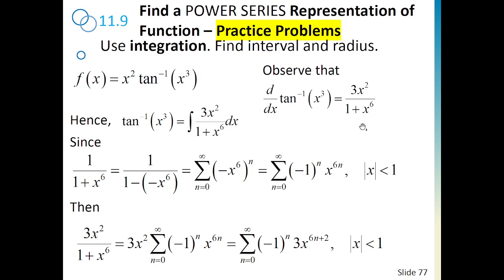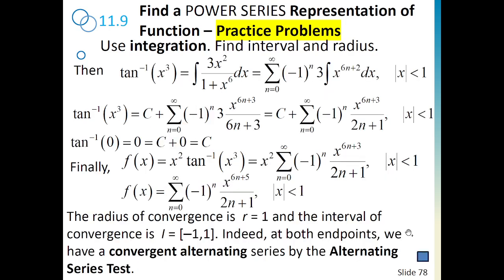Now the next step is integrating this. I'll get tan inverse x cubed. Okay, so I integrate this term by term. Obviously I have my constant of integration that I need to fix. Integrating term by term, so here plus 1 divided by 6n plus 3. Here we can factor 3, it will simplify, so we'll have 2n plus 1, so that's what happens.